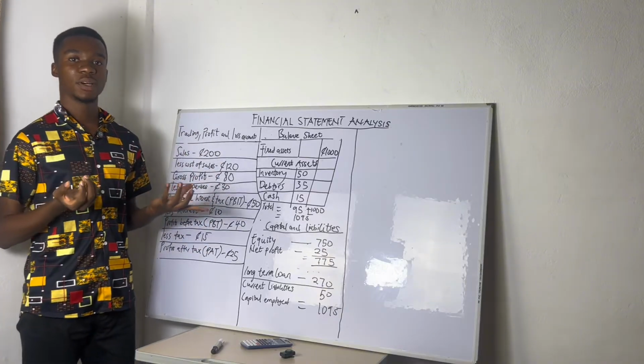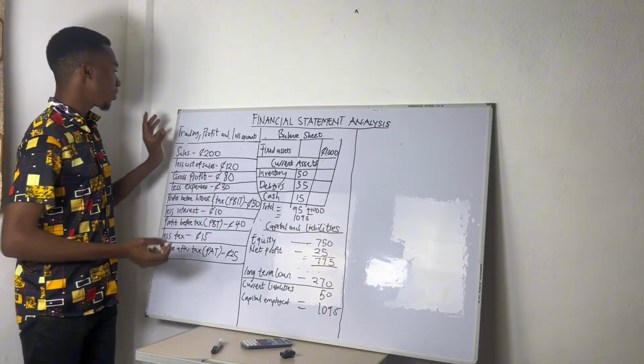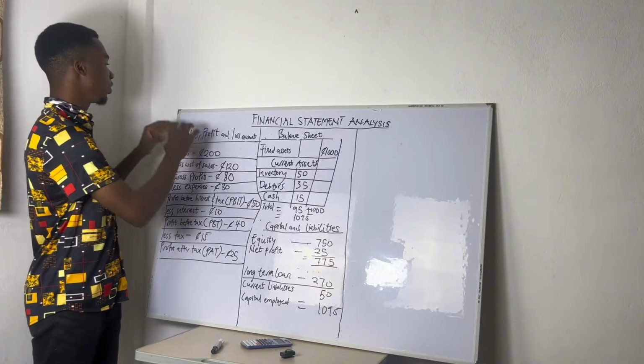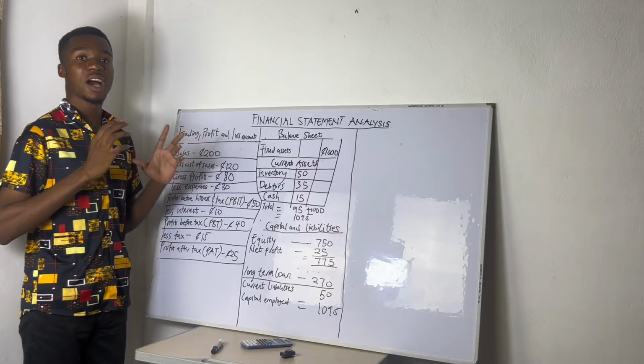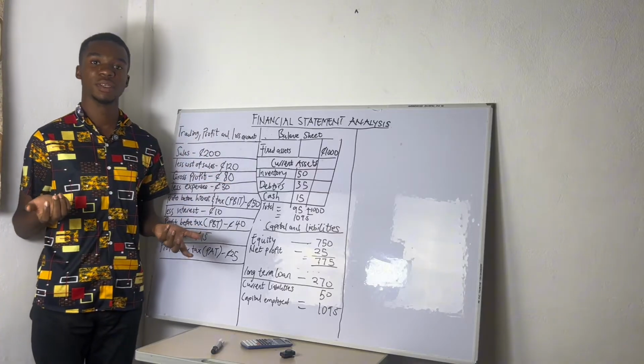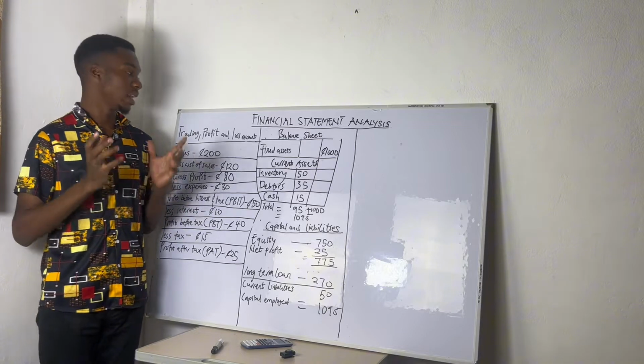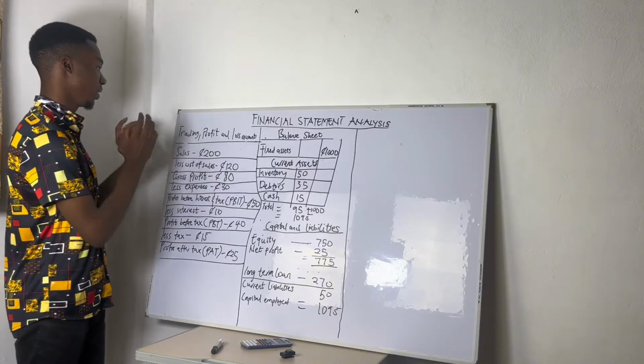Now, the first thing you are going to look at is sales. And the sales is under the trading profit and loss account. So the trading profit and loss account just tells you how much profit the company is making. You get it? How much profit, the loss, and everything it is making. And under it, the first thing you're going to look at is the sales.